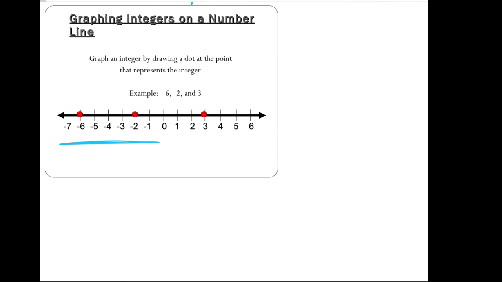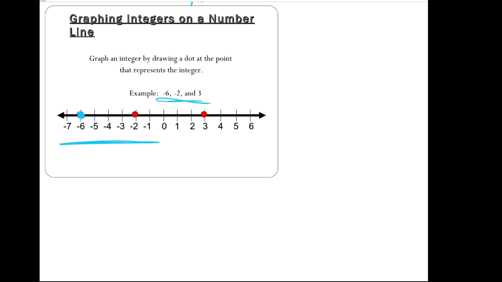So you might be tempted to jump ahead and think that you know how the numbers go, but I'm telling you, a lot of students get into trouble when they stop using the number line. So let's familiarize ourselves with it with this example. We want to graph -6, -2, and 3. And you can see that we've done that here.